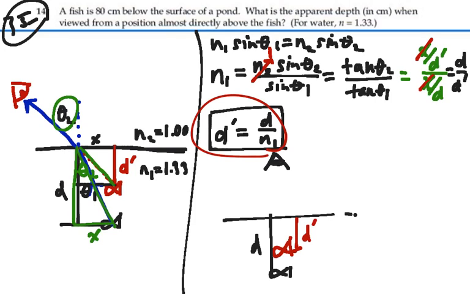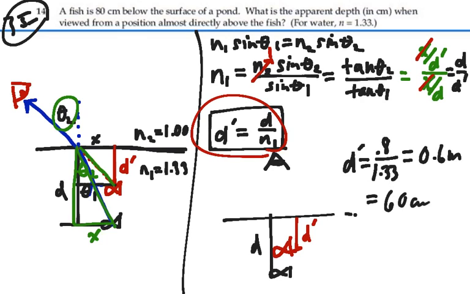So that being accepted, we have that d prime is going to equal the actual distance, 0.8 meters, divided by the index of refraction, 1.33, and that's going to be 0.6. Should have known that. Or 60 centimeters. So the apparent depth of the fish is going to be 60 centimeters below the water. It's going to look like it's closer to the surface of the water than it actually is.